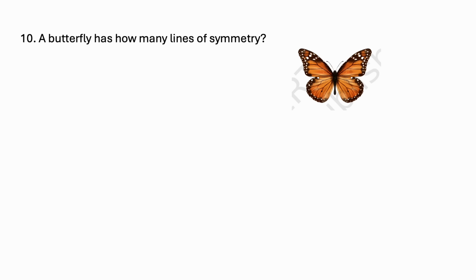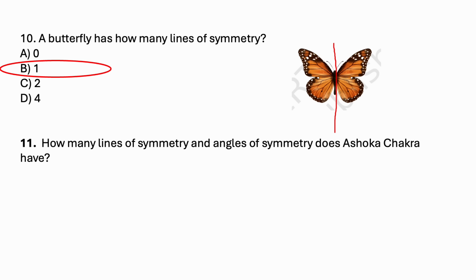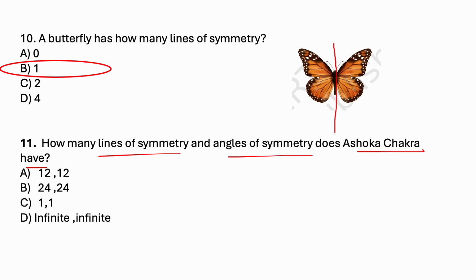Next one, a butterfly has how many lines of symmetry? Options are 0, 1, 2, 4. See, a butterfly has only one line of symmetry. Answer is 1. Next one, how many lines of symmetry and angles of symmetry does Ashoka Chakra have? Options are 12, 24, 1, infinite. Which is the correct answer?